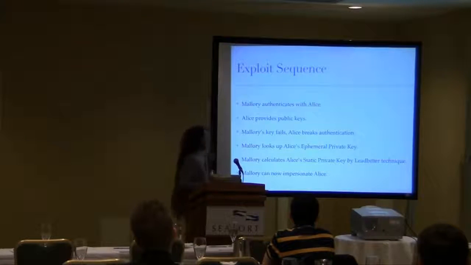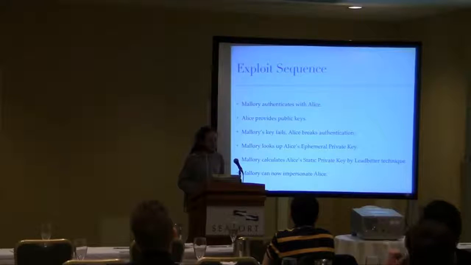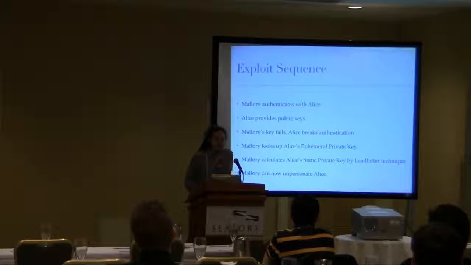The exploit sequence is that Mallory authenticates with Alice. Alice provides her public keys. Mallory provides chosen keys. So Mallory can make up any static and any ephemeral key pair she likes. It does not have to be signed.